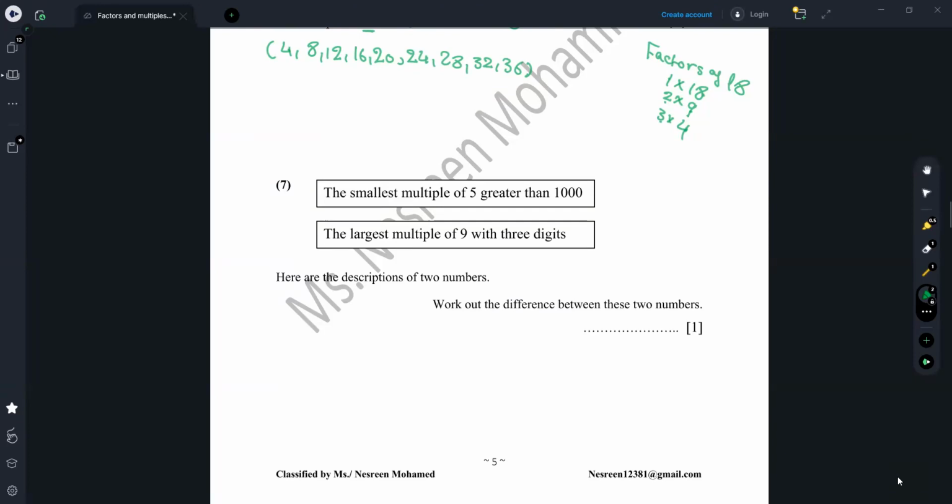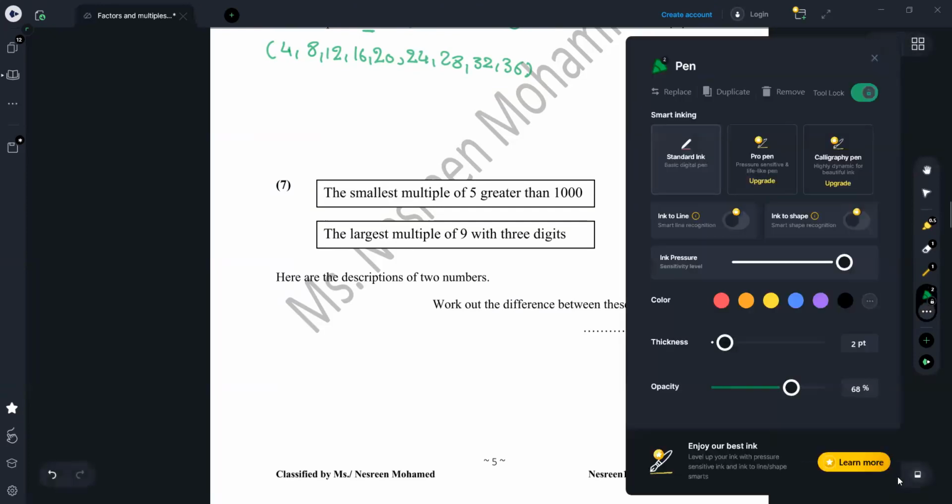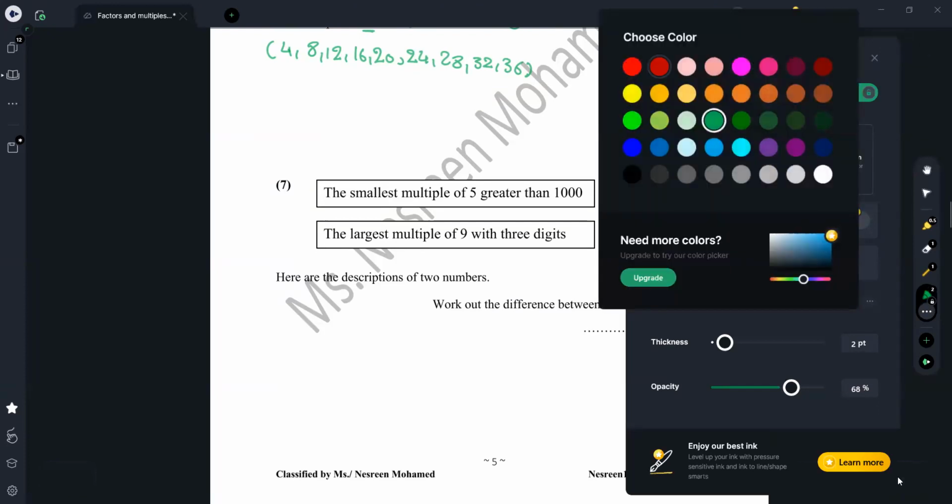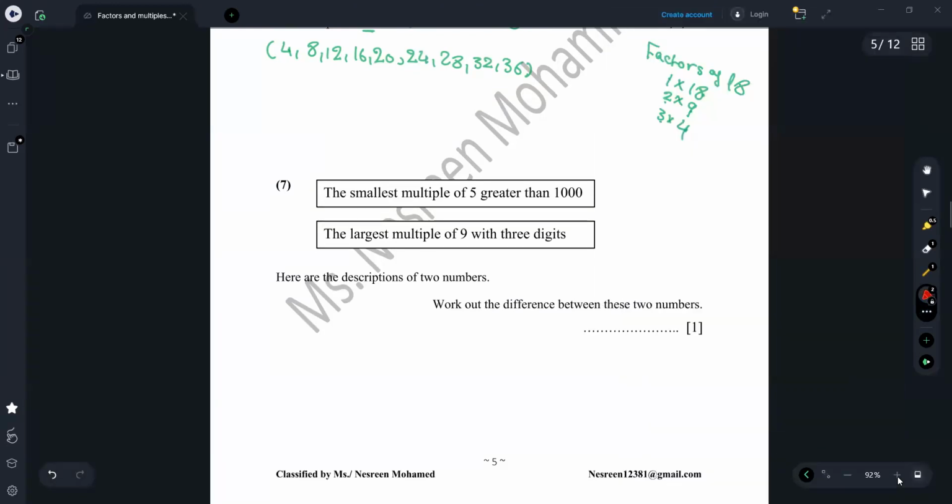Work out the difference between these 2 numbers. For multiples of 5, you have to know a very important remark: multiples of 5 must end in 0 or 5. Okay, multiples of 5 must end in 0 or 5.